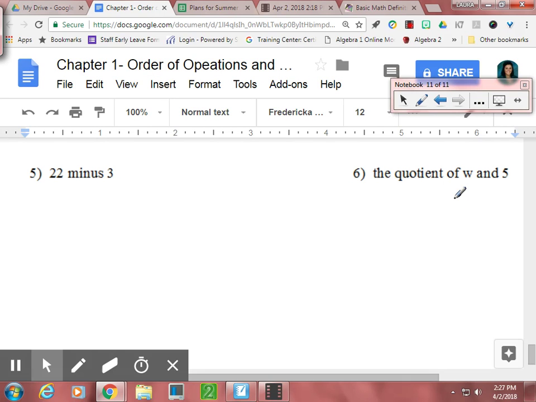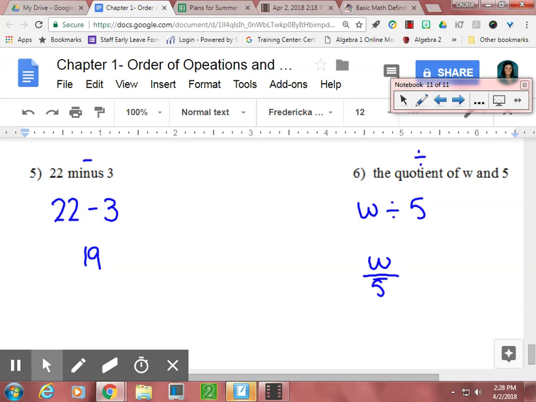22 minus 3, another pretty easy one. That just means minus, so 22 minus 3. And if you're solving this, well, you're just taking away 3. You would get 19. The quotient of W and 5. Quotient means division. And so you would say W divided by 5 or W over 5. Either one of those would work for that.